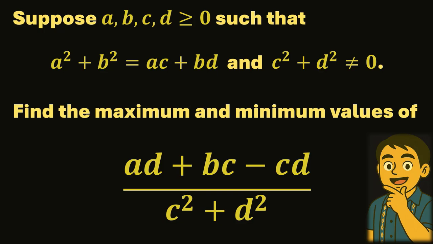Here is today's question. Suppose A, B, C, D are non-negative such that A squared plus B squared equals AC plus BD, and C squared plus D squared is not zero. We are asked to find the maximum and minimum values of the following expression, which is (AD plus BC minus CD) over (C squared plus D squared).